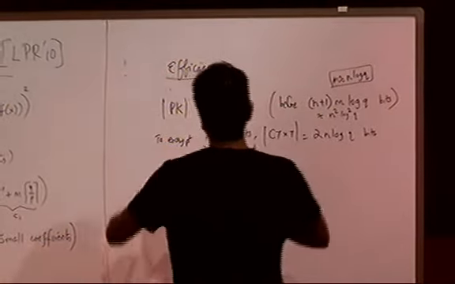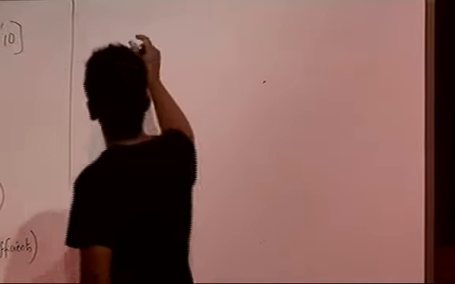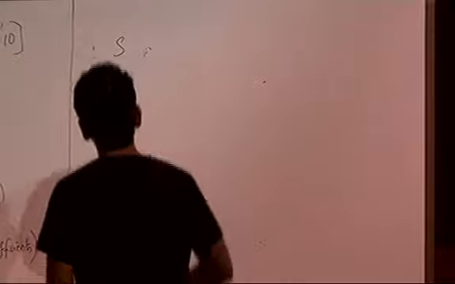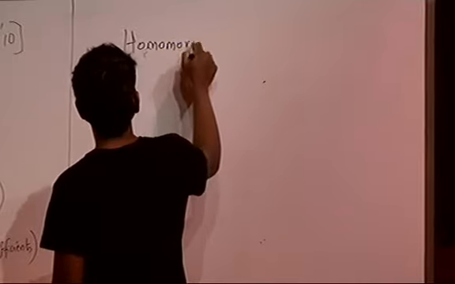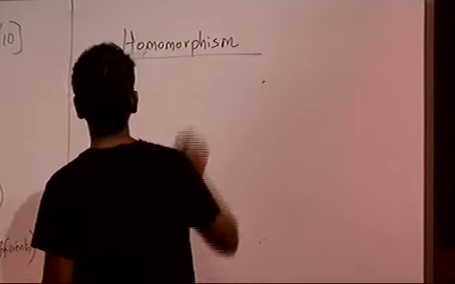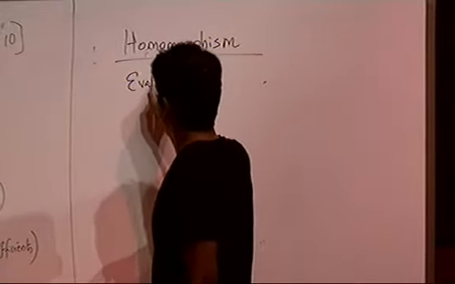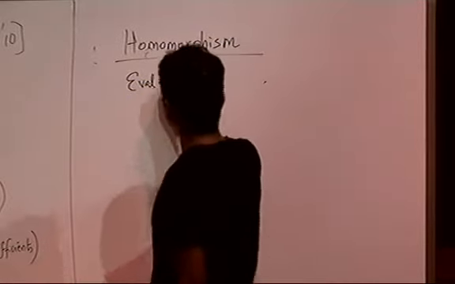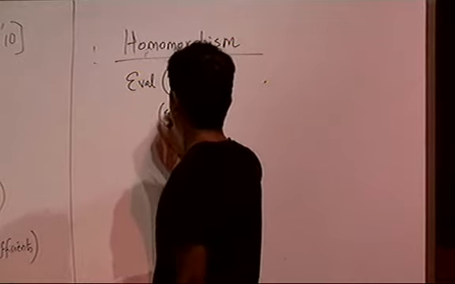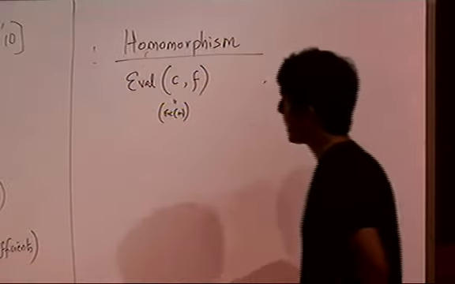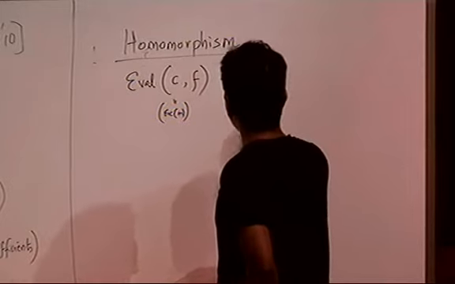Okay, so why is this? So let's do this. So why homomorphism? Okay, so what I want here is a procedure called Eval, which takes as input a ciphertext C, which is supposed to be an encryption of M, and a function F, and outputs an encryption C prime, which is supposed to be an encryption of F of M.